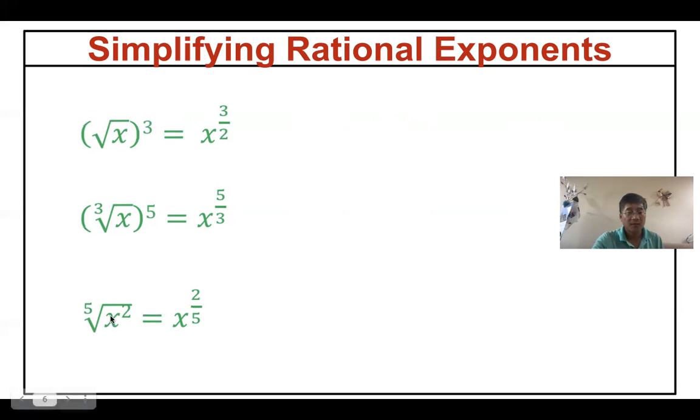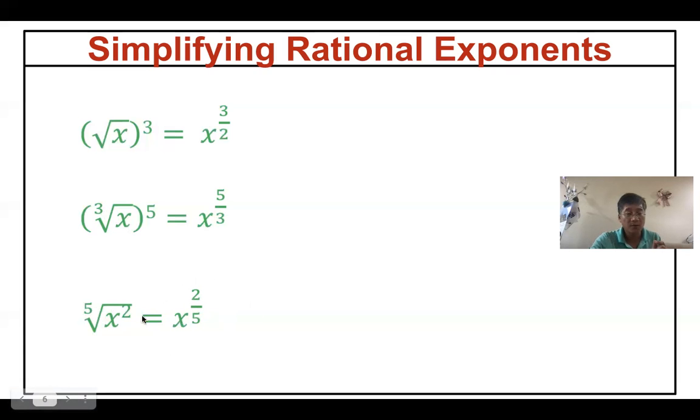How about here? X squared to the fifth root is x squared to the 1/5 power. So 1/5 times 2 is 2 over 5. So whatever exponent you have on x, inside the radical, goes to the numerator, and the square root, cube root or fifth root, these things go to the denominator. Then in the exponent, we call this a rational exponent.